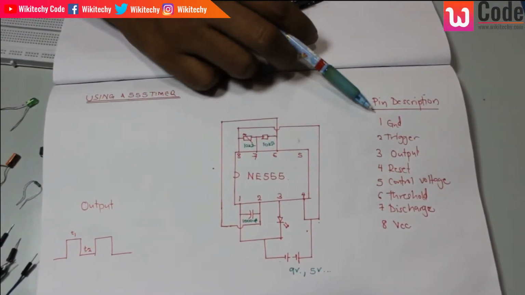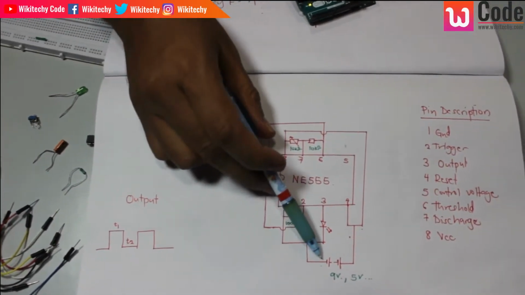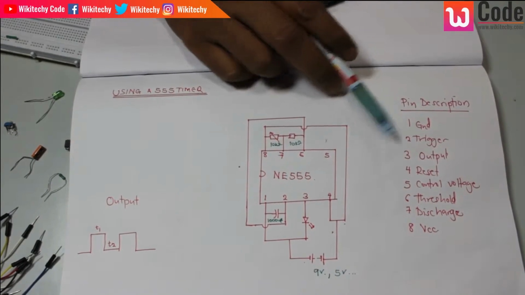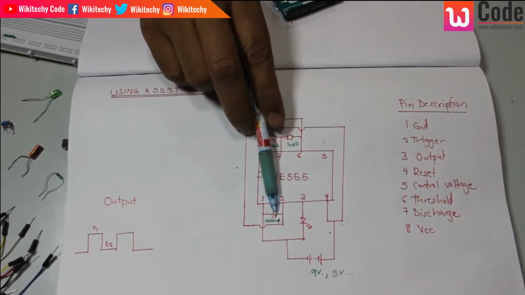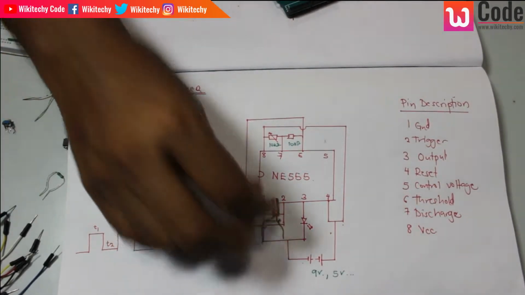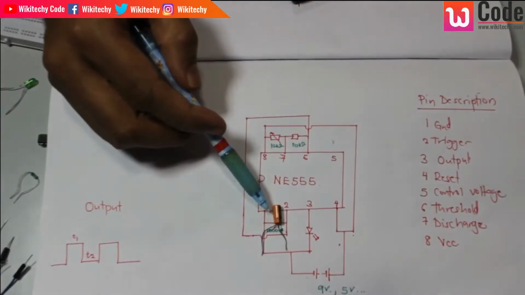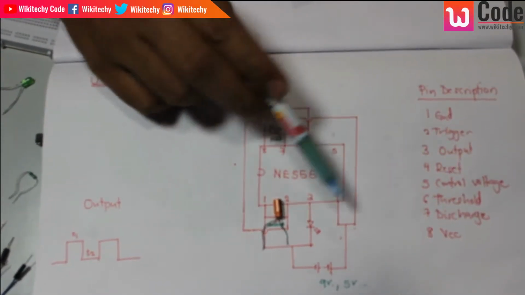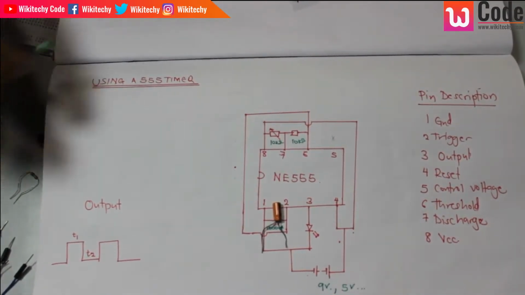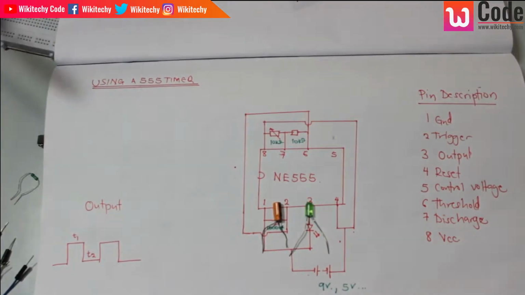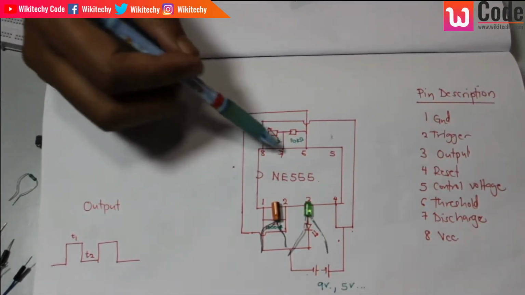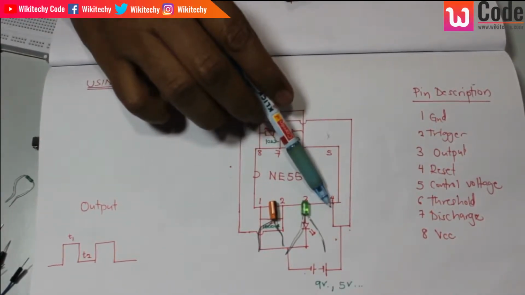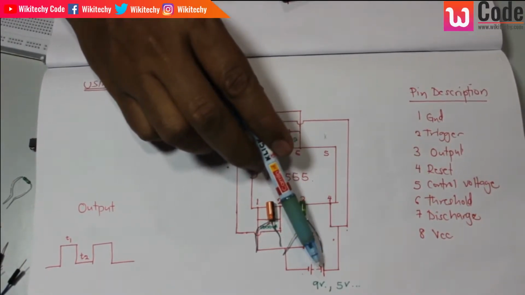The ground pin, I'm going to connect to the ground. The trigger pin, I'm going to connect to the capacitor. The capacitor is used for charging and discharging, and I'm going to use a 10 microfarad capacitor here. Pin 3 is the output pin, where I'm getting the output. Here I have an LED that will blink to show the output, to show the frequency. The fourth pin is the reset pin, which I'm going to connect to the supply.